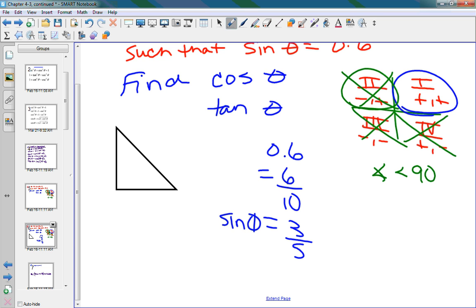Okay, if that's the sine, I'm going to put my angle right here. Sine is going to be opposite over hypotenuse. What does this last side have to be? 4, because it's a special 3, 4, 5 triangle. Can I get the cosine and the tangent values out of there ASAP?